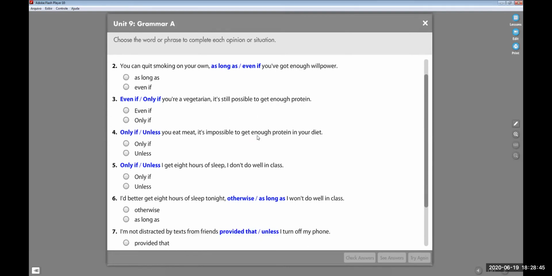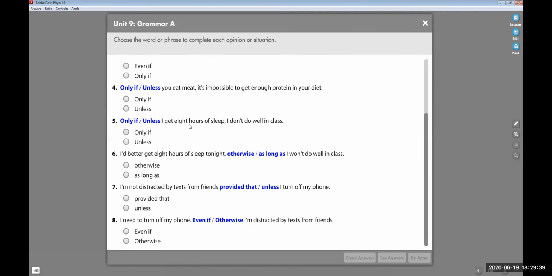Yasmin, can you hear us? Yeah. Number 5, do you agree that unless you get 8 hours of sleep, you don't do well in class? I disagree. You disagree? Can you do well in class even if you're sleepy? I agree. If you don't sleep 8 hours a day, do you have problems studying on that day? Yeah. All right, so it's okay.